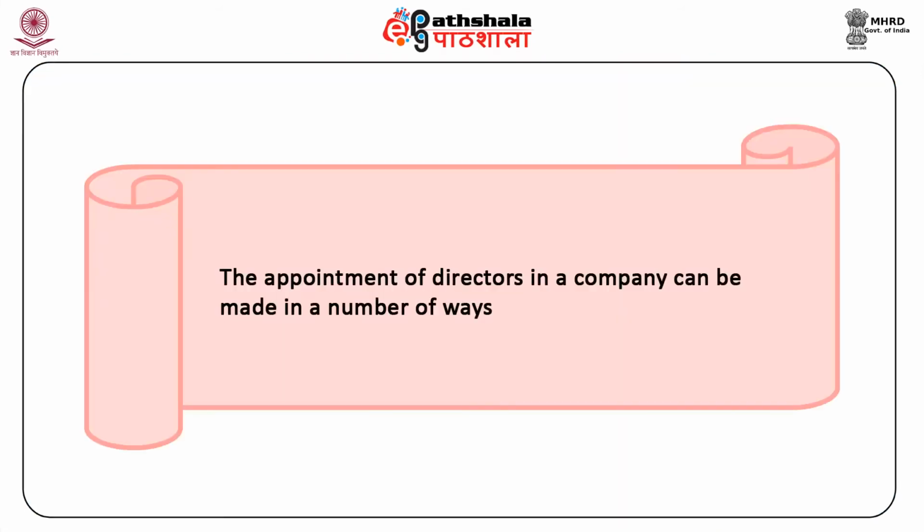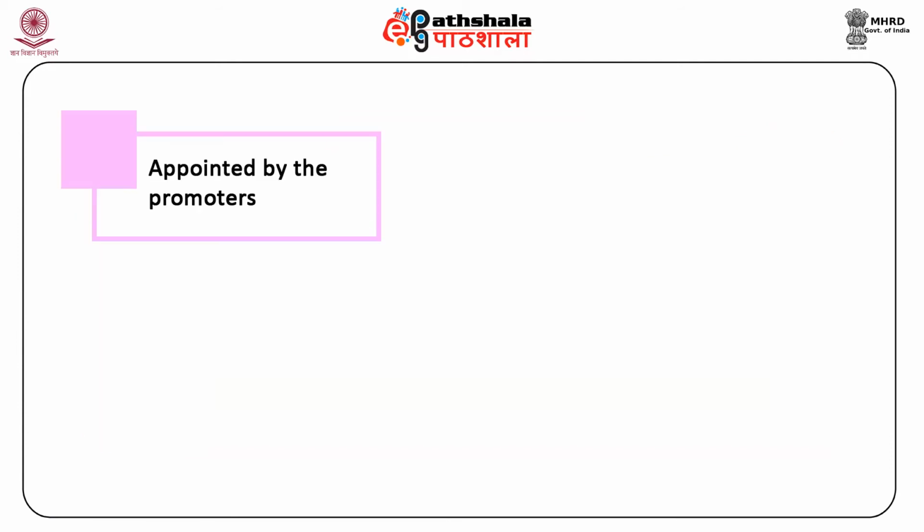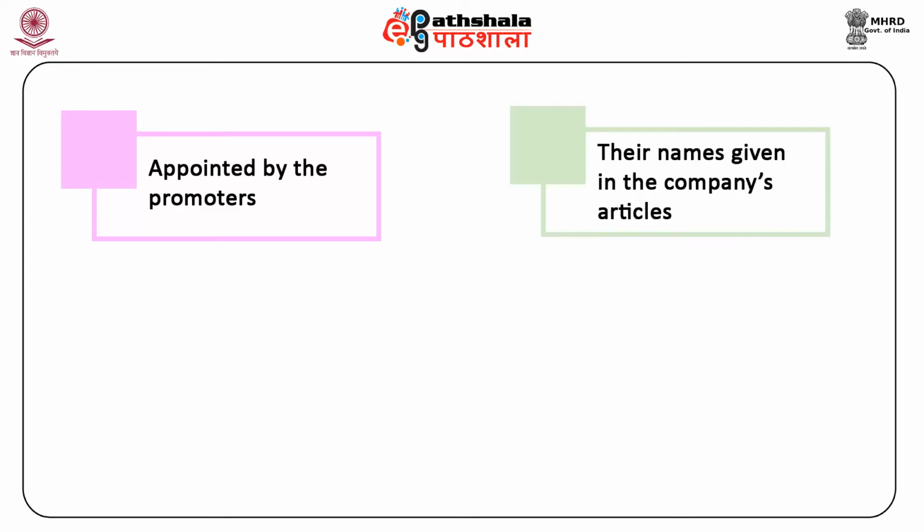The appointment of directors in a company can be made in a number of ways. Let us discuss them. Appointment of directors by promoters or first directors. The first directors of the company are usually appointed by the promoters in the manner laid down by the company's articles. Their names are usually given in the company's articles.